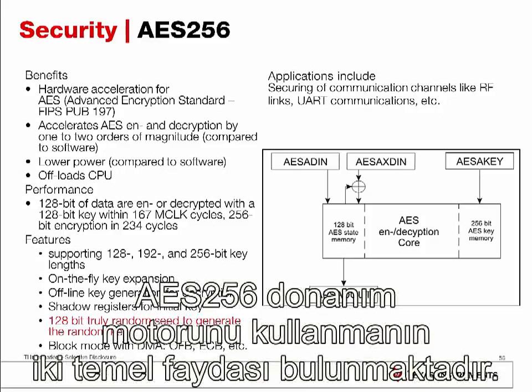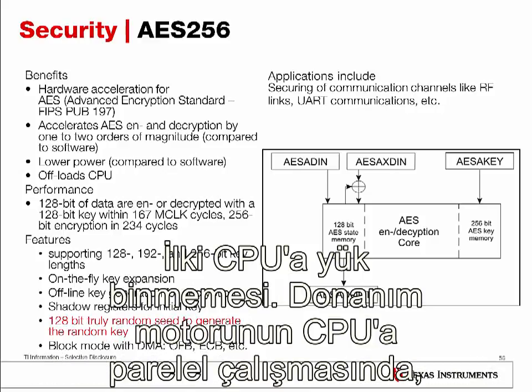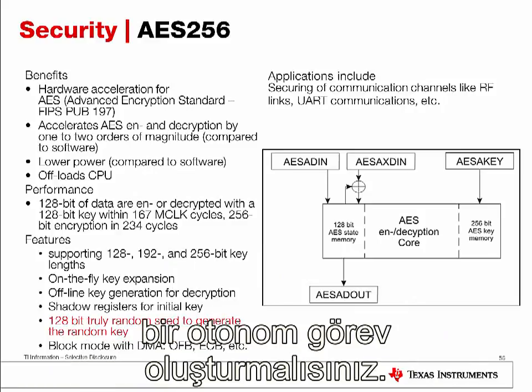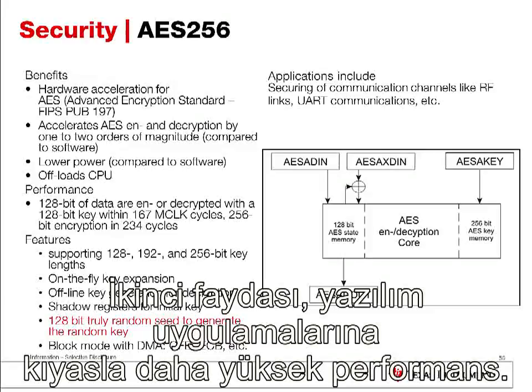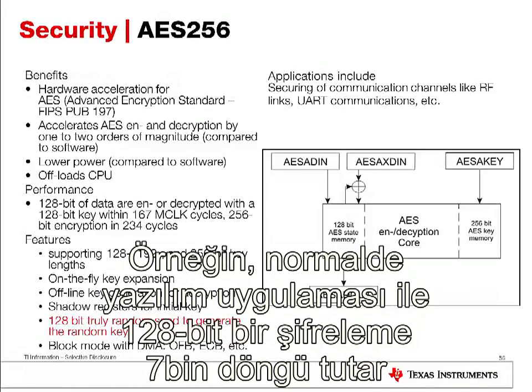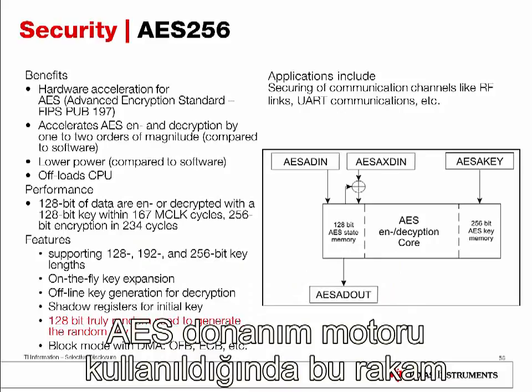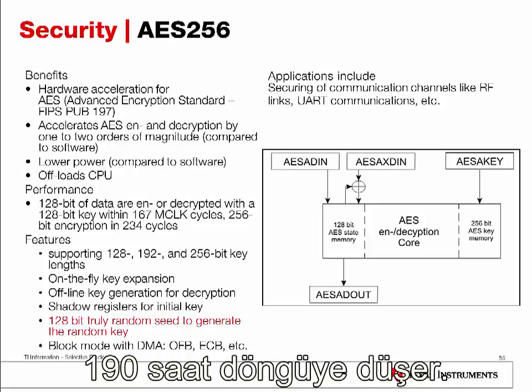There are two main benefits for using the hardware engine of AES-256. First is the CPU offload. Since the hardware engine runs in parallel with the CPU, you can create an autonomous task, as mentioned before, such as running AES-256 together with DMA. The second benefit is the accelerated performance compared to software implementation. As an example, a 128-bit encryption normally would take around 7,000 cycles in CPU when using a software implementation, and it's now reduced to 190 clock cycles when using the hardware engine of AES.